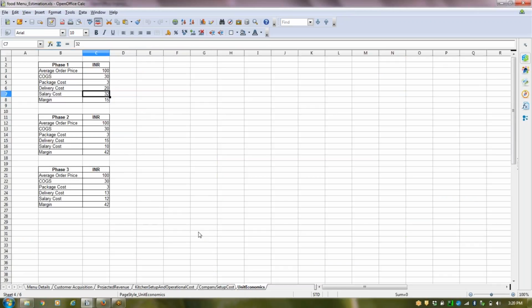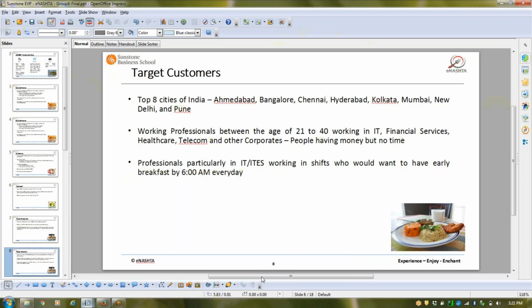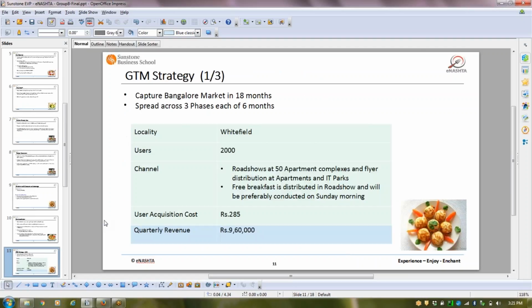Now we finally come to the unit economics. So the average order price is 100, the COGS is 30, package cost, delivery cost, all these are put, and the salary cost 32, and then you have a margin of 15. So they have not put the customer acquisition cost over here. Ideally you can put the customer acquisition cost also. It might be after the unit economics, but you need to put the customer acquisition cost also. So we'll come back to the presentation.